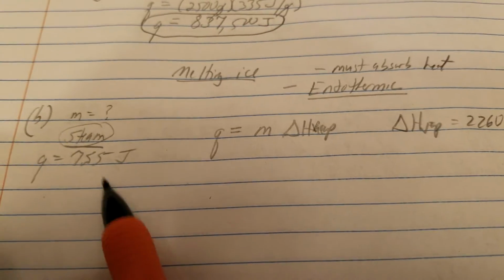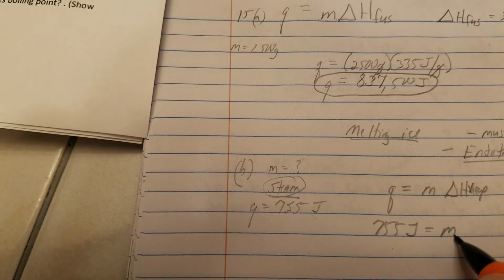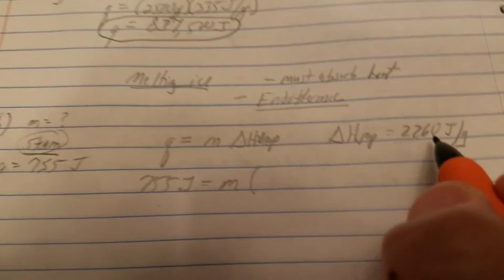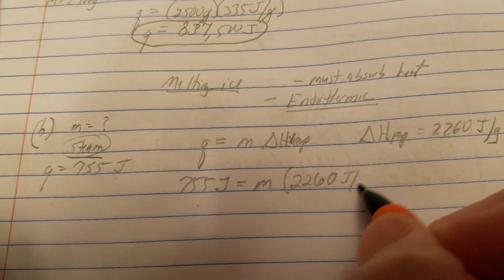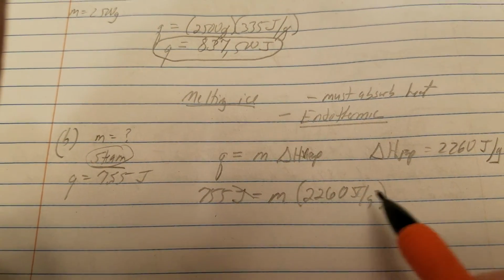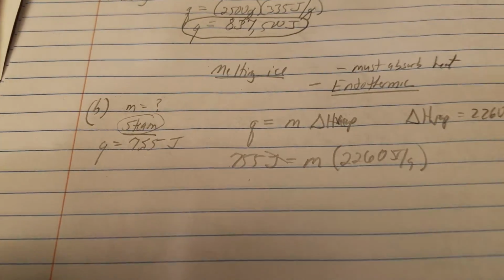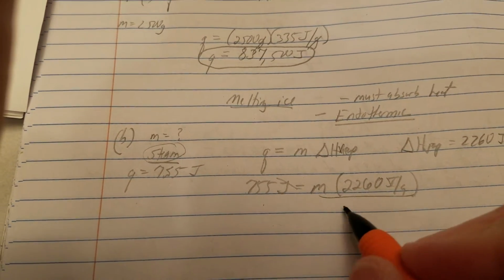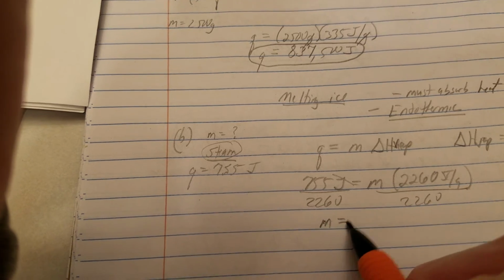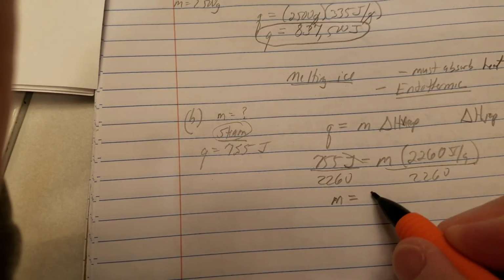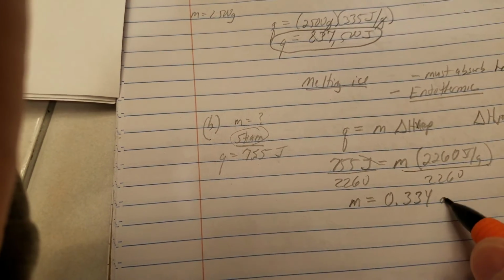So we have our Q value here as 755. We're looking for the M value, and then our heat of vaporization is 2,260 joules per gram. Our joule units are going to cancel, and of course then our grams will go back on top, and we'll have a mass unit of grams. So I would divide both sides by 2,260. And our final answer should be 0.334 grams of steam.